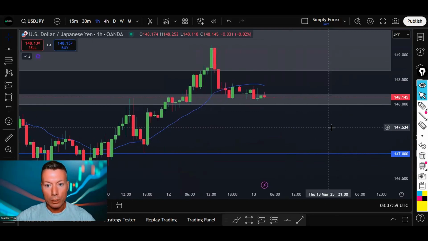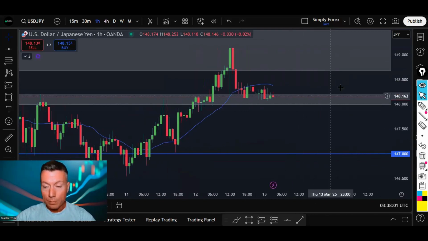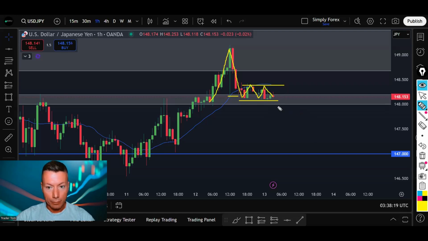Imagine what that would look like, and it would make sense from an H1 point of view. Now, even with H1, we've come back down to these lows, and we're just getting some overnight price action. So what do I need to see? This consolidation here, I need to see a breakdown. Remember, we want to sell this pair.